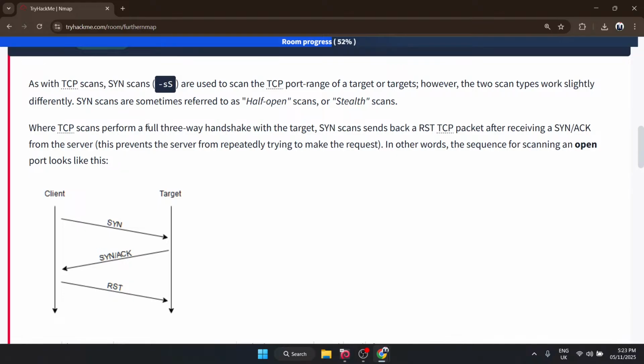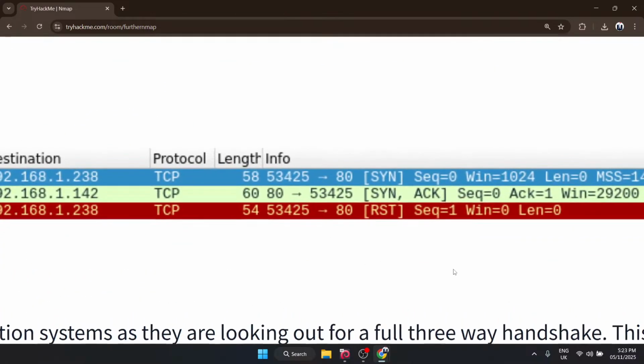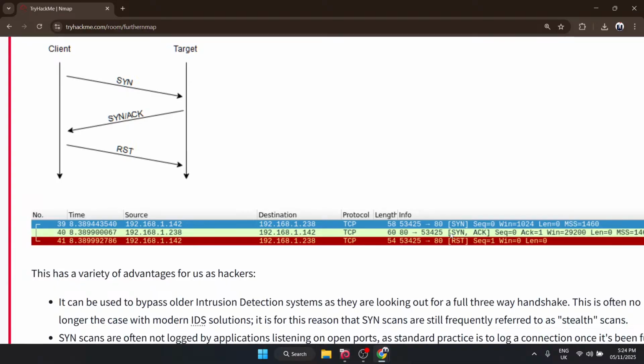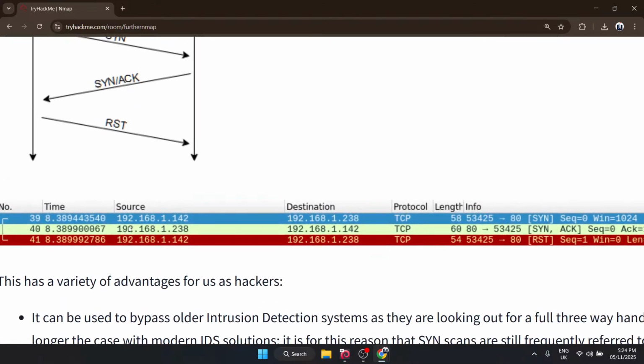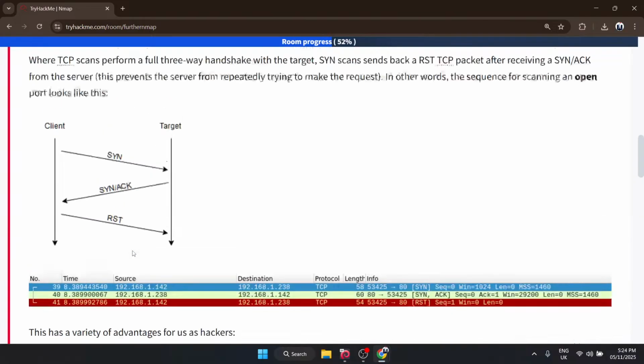So where TCP scans perform a full three-way handshake with the target, SYN scan sends a reset packet after receiving a SYN-ACK from the server. So what is happening? The client knows that the system is reachable, this port is reachable, but the target will not know that this system is still up and running. Here you can see, for example, first of all the SYN is going, then SYN-ACK is going, and ultimately that 142 system is replying with the reset to the target system. This is your Wireshark screenshot over here.